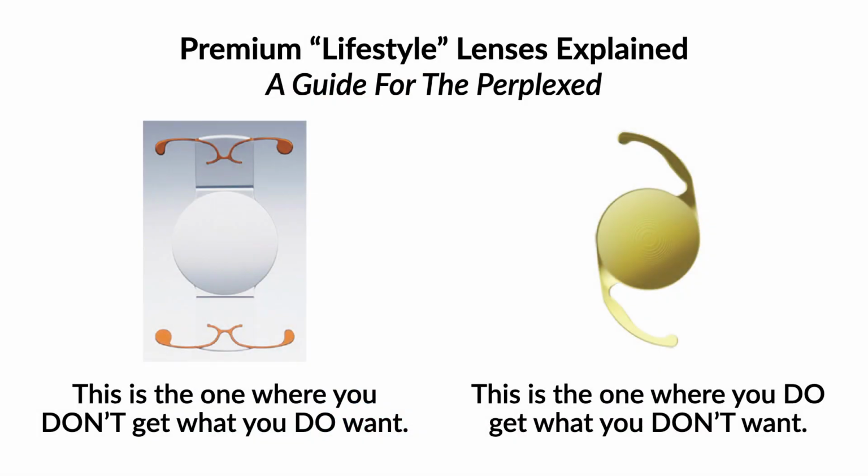Now, lifestyle lenses, what they call the guide for the perplexed. The bottom one is where you get what you don't want. You get some halos, some starburst. You can generally manage that with pupil size. And the brain, very adaptable in pretty much everybody, does get adjusted to that. But there's one where you don't get what you do want. And that is the top one there.